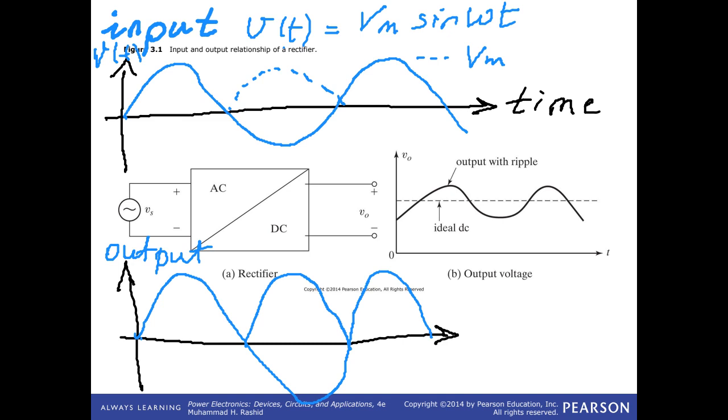We are not allowing the negative portion. And output is something like this. Input is AC sinusoidal, but output, if you have an average value, V average is VDC.